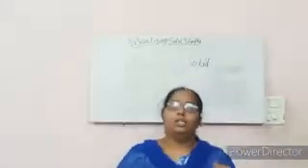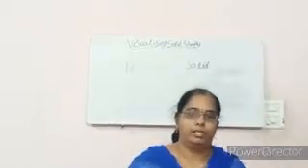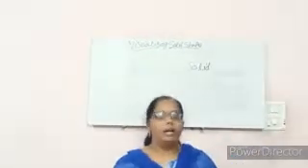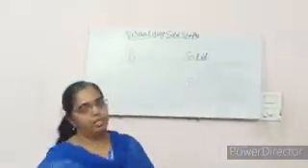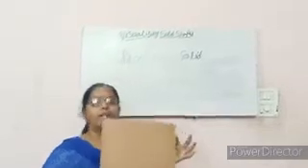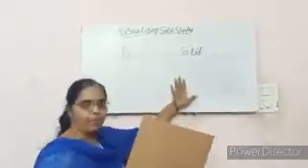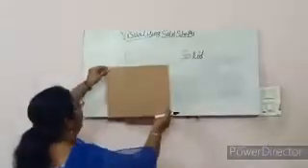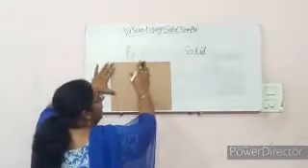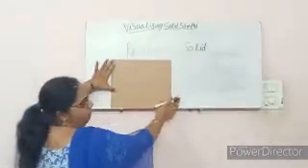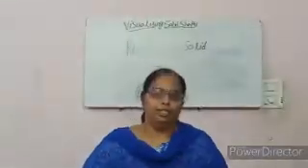A plane figure is a figure which completely lies on a plane surface. The examples of a plane figure are a rectangle, square, triangle. Now this is a rectangle. This is a plane figure. Now this is a plane surface. When I place this plane figure on the plane surface, this figure completely lies on this plane surface. So such types of figures are called plane figures.